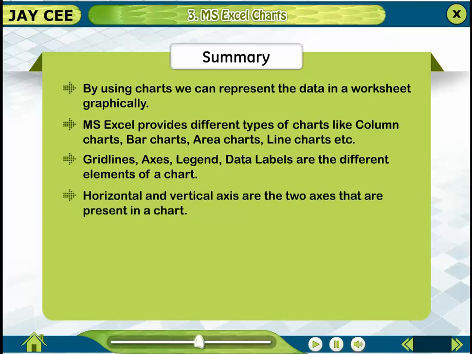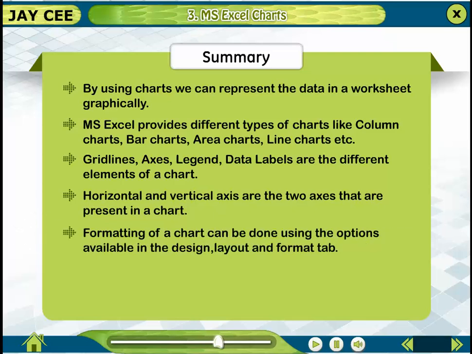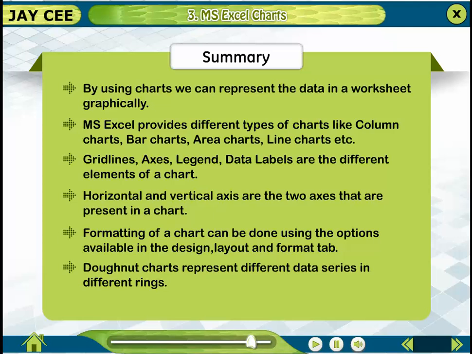Horizontal and vertical axis are the 2 axes that are present in a chart. Formatting of a chart can be done using the options available in the Design, Layout and Format tab. Donut charts represent different data series in different rings.